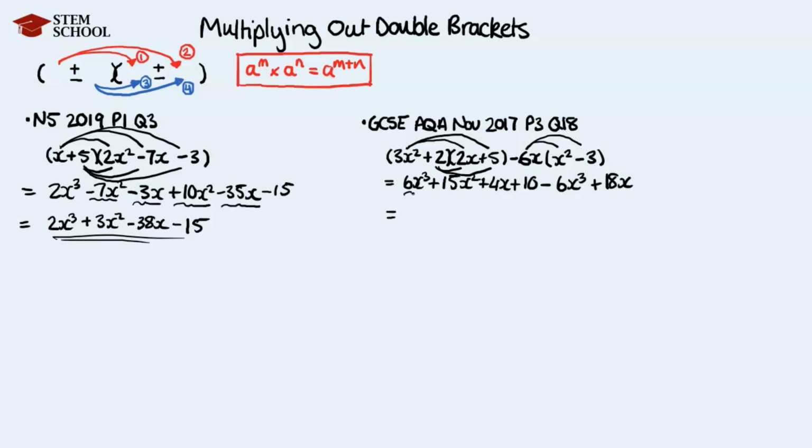So let's do the cubic terms first. We have a 6x cubed and a minus 6x cubed, so they cancel out. So we have a positive 15x squared, and that's it. We don't have any other x squared terms, so it'll be 15x squared here. Then let's move on to the x terms. We have a positive 4x and we have a positive 18x. So 4 plus 18 will be 22. And then we have a positive 10 on the end. And that's it.